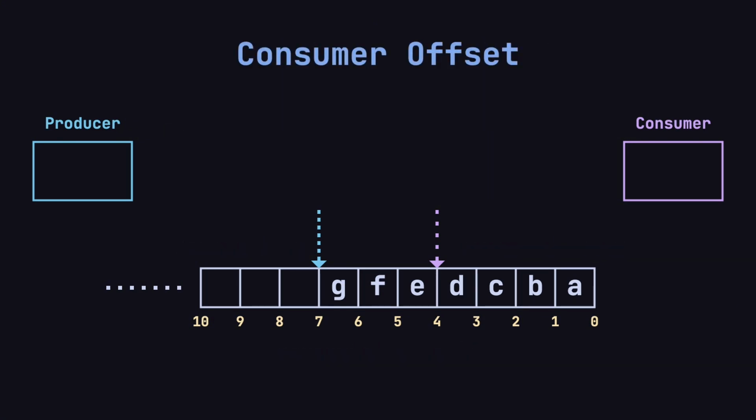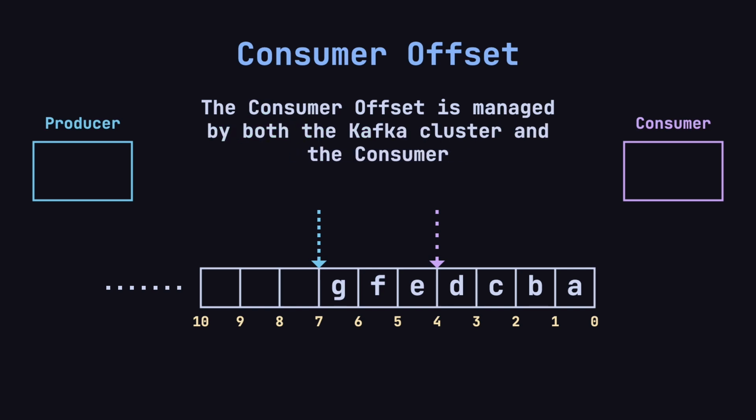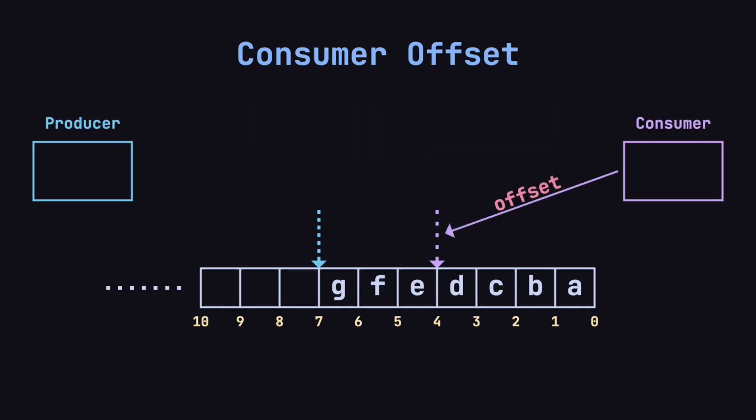In practice, the producer offset is managed automatically by the Kafka cluster, so producers don't need to worry about it. The consumer offset, on the other hand, is managed by both the Kafka cluster and the consumer. So when we refer to Kafka's offset in everyday use, we're usually talking about the consumer offset. When consuming messages, the consumer provides the current offset to Kafka, telling it where to start reading. After reading the messages, the consumer is responsible for incrementing the offset. When starting to consume messages, a consumer can choose to start from the earliest available offset or the latest one.